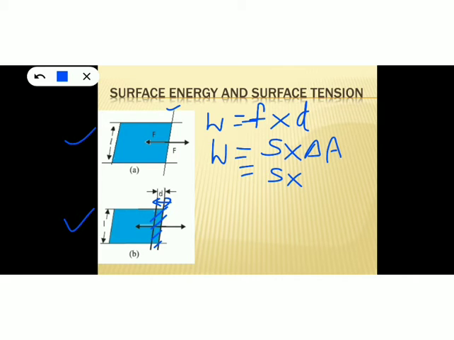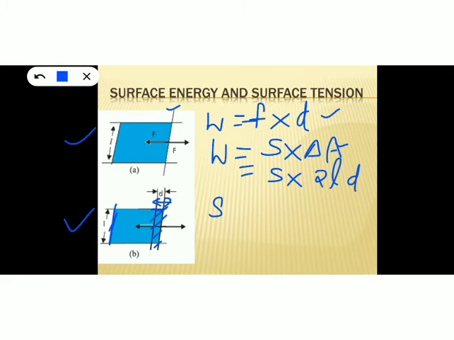This is in the shape of a rectangle, and the area of a rectangle is length into breadth. Here the length of this film is L and the breadth is the distance moved, which is d. Since the film has two surfaces, we need to consider the increase in area of two surfaces, so it will be 2Ld. So work done is S into 2Ld. So there are two expressions for work done: one is F into d and another one is S into 2Ld.